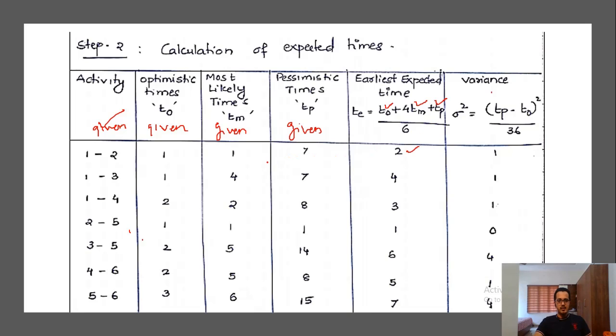From 7, 1 and 1. And similarly you calculate the value of variance from this formula. So in that manner you can complete the entire table. Okay, so I'm going to the third step.